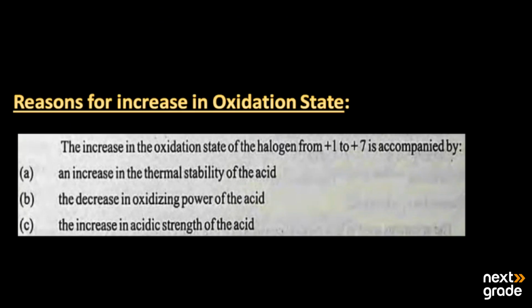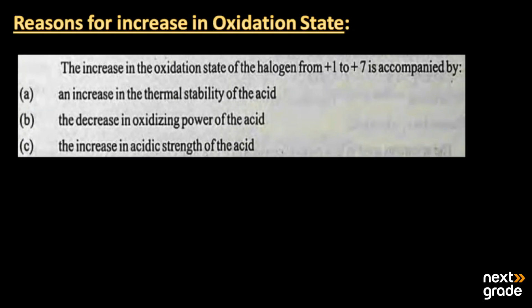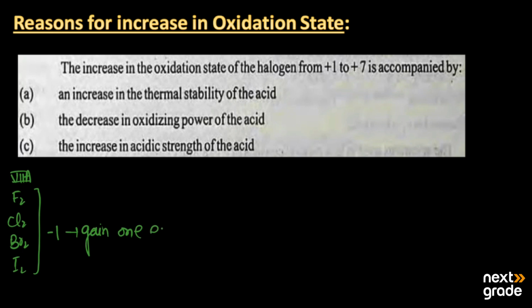After this, there are some reasons for the increase in the oxidation state. We have already learned that the group 7A elements are called halogens, and fluorine, chlorine, bromine, and iodine must contain a -1 oxidation state because they can gain 1 electron in their valence shell. But what is the main reason for the increase in their oxidation state, from +1 to +7, when they are forming oxyacids as well as their different types of salts?